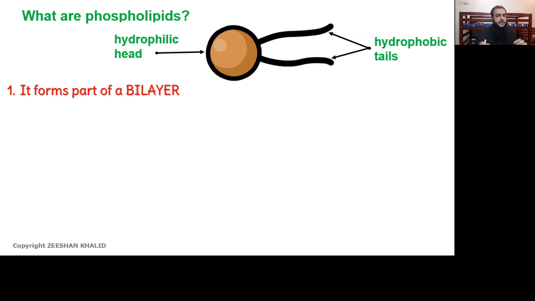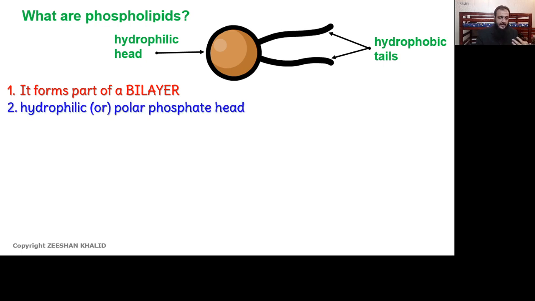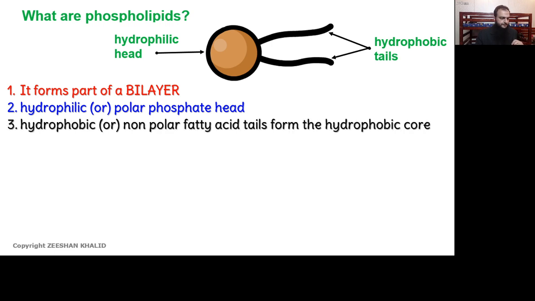Okay. Now, the first point that we need to know is it forms a bilayer. The cell surface membrane does not exist as a random arrangement of these phospholipid molecules. No, they're quite well arranged in a bilayer, which I'm going to show you in a minute. Point number 2, as I said earlier, it has a hydrophilic or a polar phosphate head. So hydrophilic and polar, it's the same thing. And then point number 3, it has a hydrophobic or a non-polar fatty acid tail. So again, hydrophobic can be equated to the word non-polar, okay? And that will form the hydrophobic core of the phospholipid bilayer.